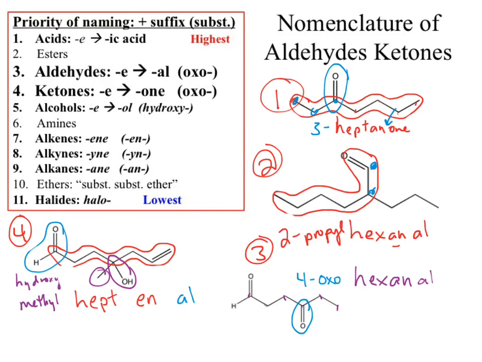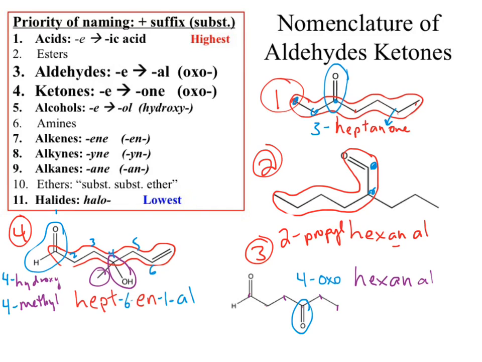And now we've got this numbering system. Our numbering system is always going to start closest to the highest priority functional group. The highest priority functional group in this case is the aldehyde. So that's our 1, 2, 3, 4, 5, 6. We could, again, drop the 1 in there for the aldehyde. Again, not necessary. You can run that all together. The alkene showed up at carbon number 6. The hydroxy and the methyl both showed up at carbon number 4.